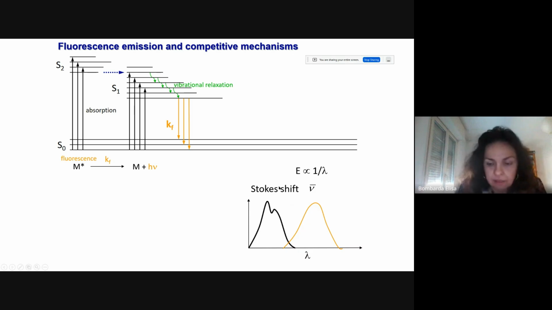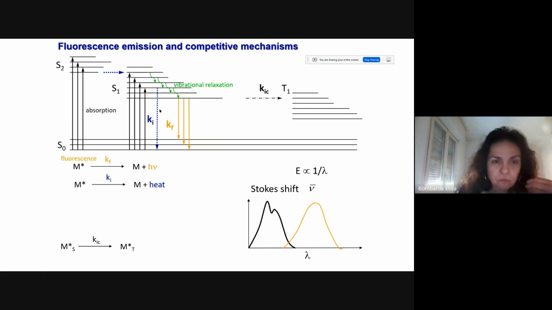And so that is the Stokes shift as Stokes was observing. Okay, but there is not only this mechanism of excitation. There are also many other mechanisms, for example, internal conversion.